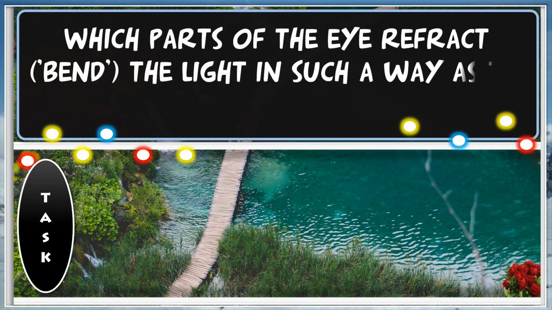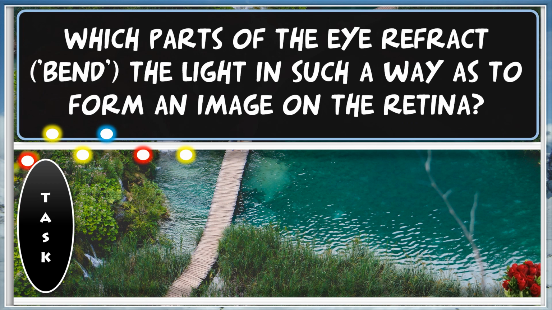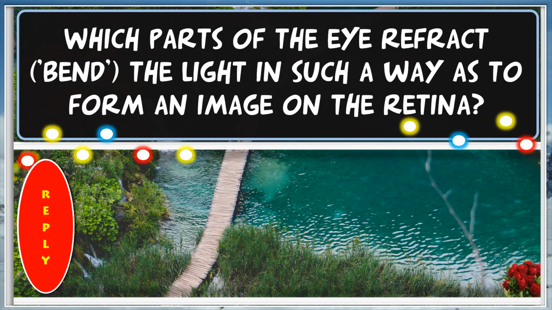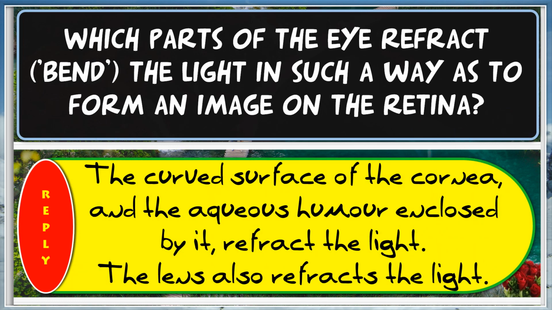Which part of the eye refracts, that is bends, the light in such a way as to form an image on the retina? The curved surface of the cornea and the aqueous humor enclosed by it refract the light. The lens also refracts the light.